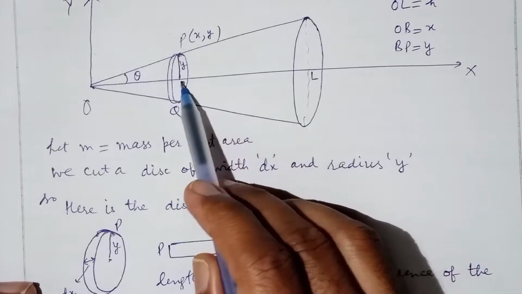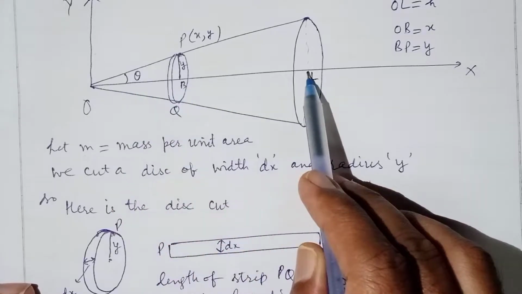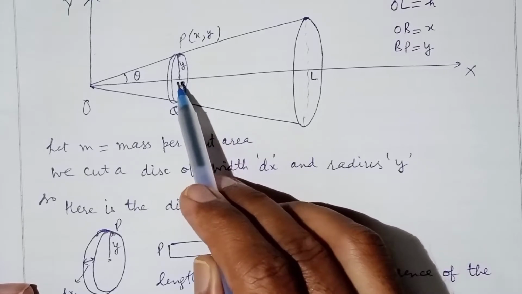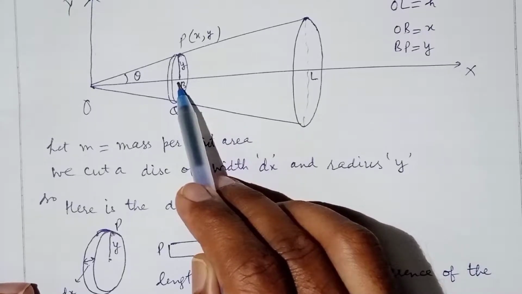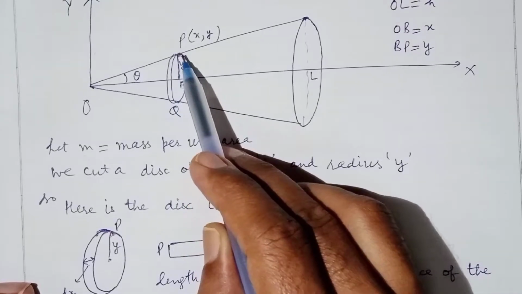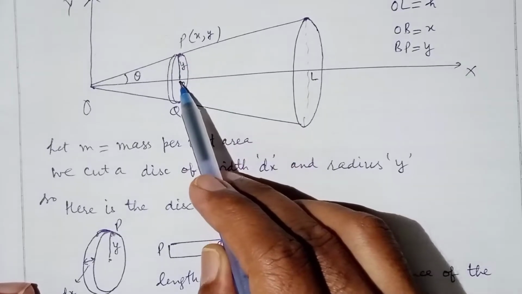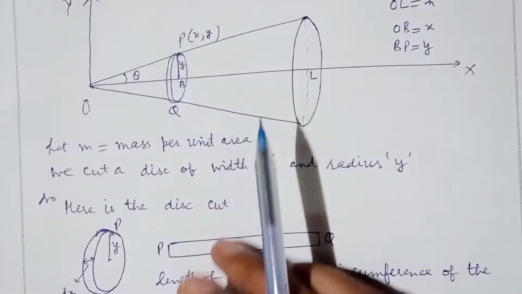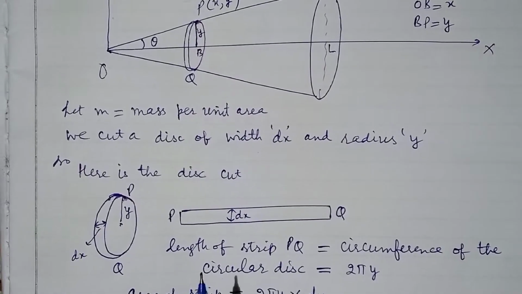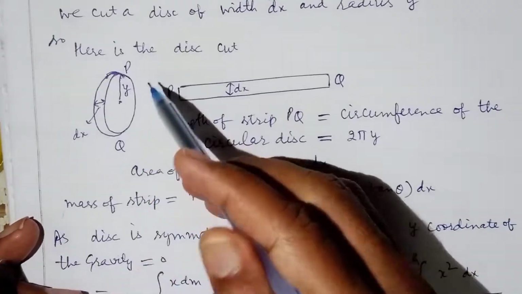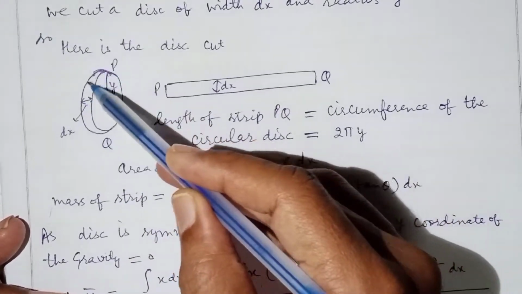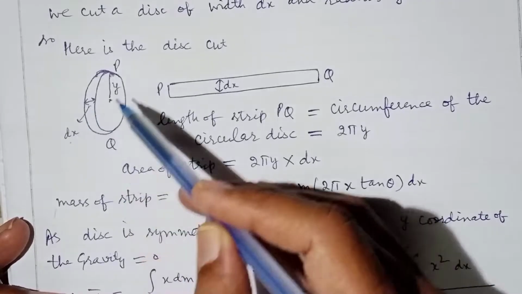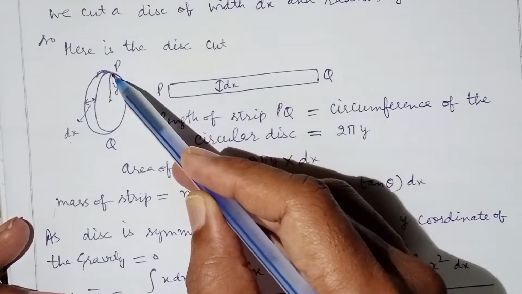Right. Because this is the axis of the cone and it will be the center of the disc. The point B will be the center of the disc. From the center to the boundary of the disc, the distance is y and it will act as the radius of the disc. Right. See here, I have taken this disc from the cone. This is the breadth of the disc dx. This is the radius of the disc.